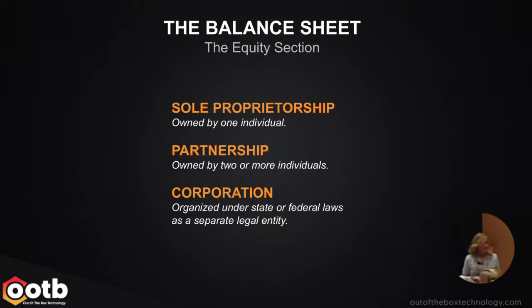Then the equity section, so we've got our assets minus our liabilities, and the difference is equity. So depending on how you're organized, your equity section will look different. So some of you are sole proprietor, one owner. Okay, so you'll have an owner capital and a draw. Some of you are partnerships, so that'll look a little different. And then a corporation is like an entity on its own. So you don't see partner capital and draw accounts.